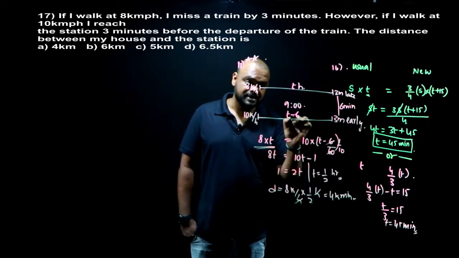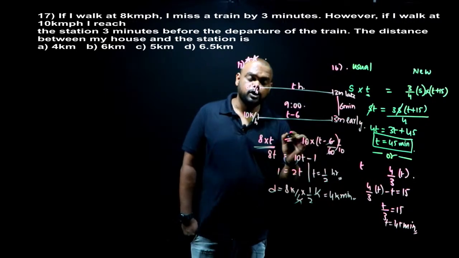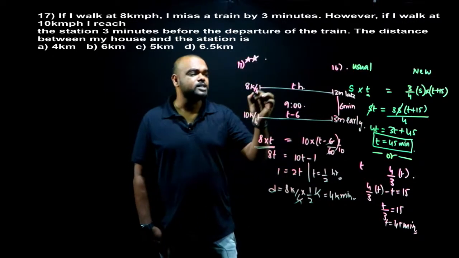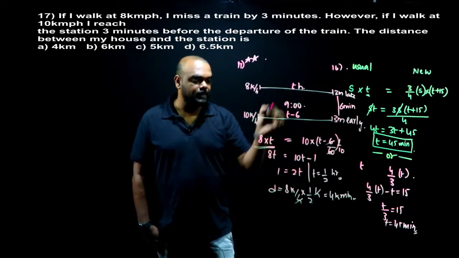So t minus 6. This 6 is minutes, and I have to write it in hours. That's why 6 by 60. So we want distance. In this case, distance is speed into time: 8 km per hour into time taken, which is t.